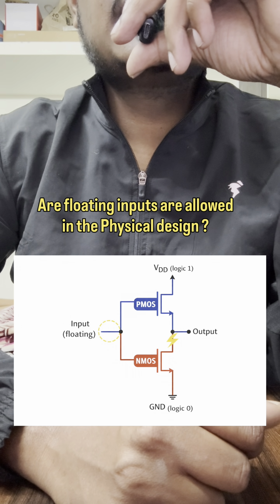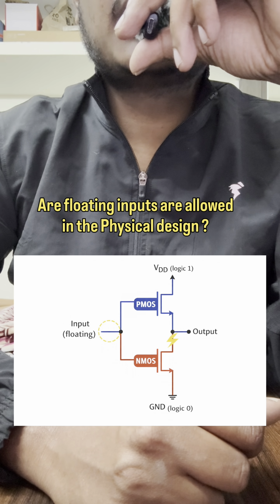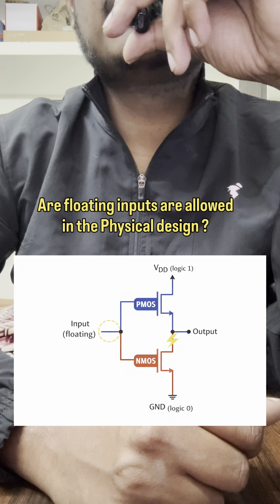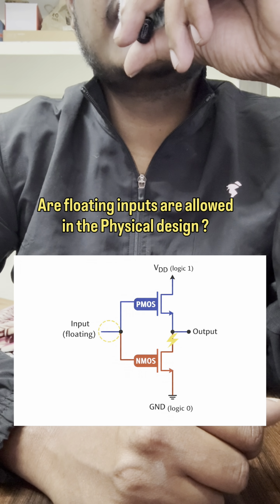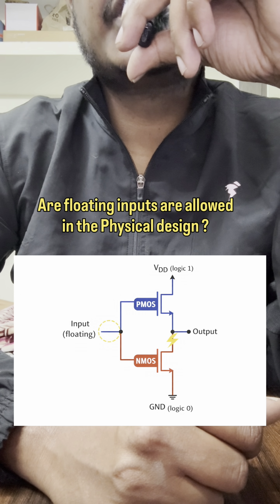So let's see from the CMOS inverter diagram, we can clearly see that a floating input can cause major problems. There is unpredictable logic behavior and unnecessary current flow from VDD to ground.